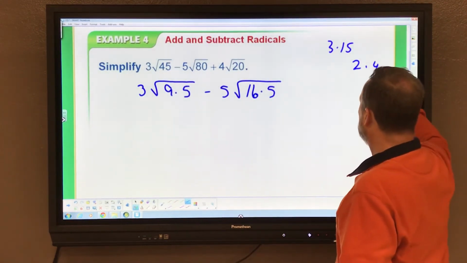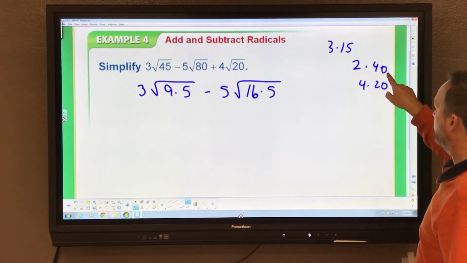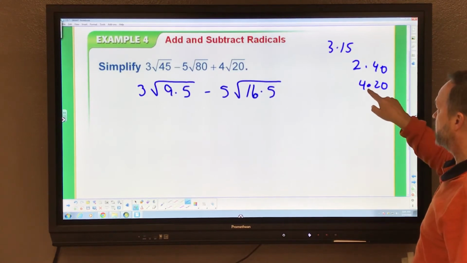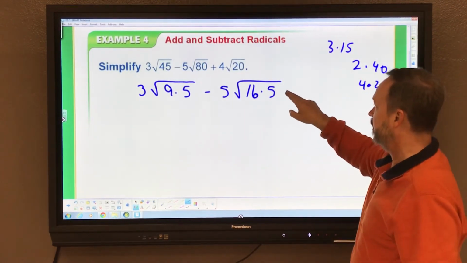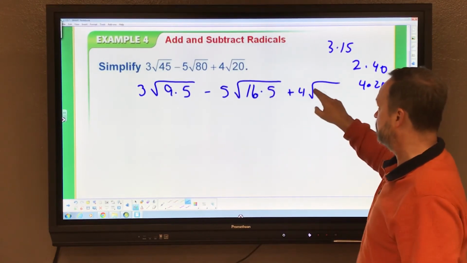I mean, 80, call it 2 times 40 or 4 times 20. But that doesn't help because neither one of those is a square. That's a square, but it's not the biggest square. That's the biggest square in 80. And then the last piece, we have the square root of 20, which is 4 times 5.